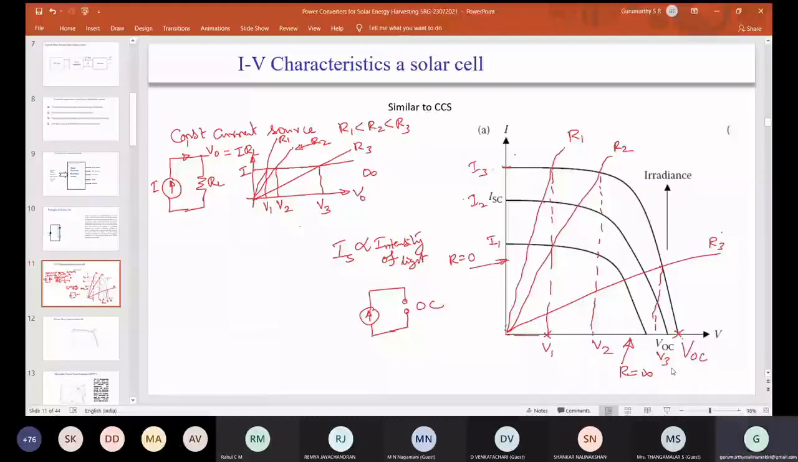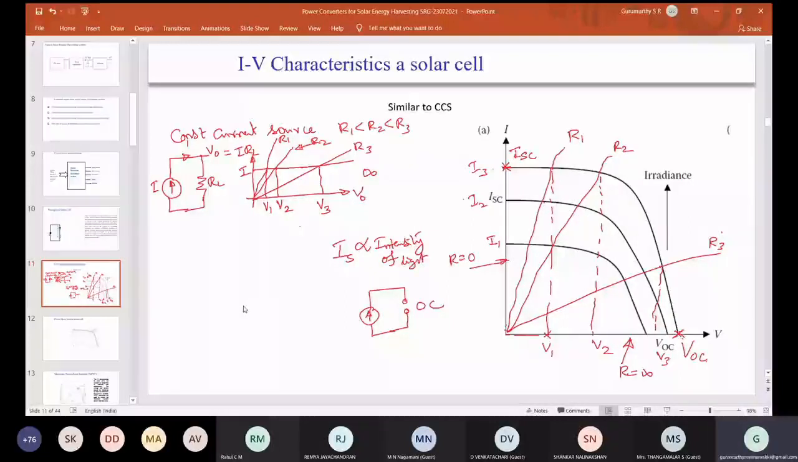Now, if you short circuit the cell, this is the current that flows. That is why it is called the short circuit current. Short circuit current and open circuit voltage are the main specifications of the solar cell. So the voltage you get out of the solar cell is a function of the load you connect. That is what is happening. Now let us try to understand this. I hope this part is clear to everybody.